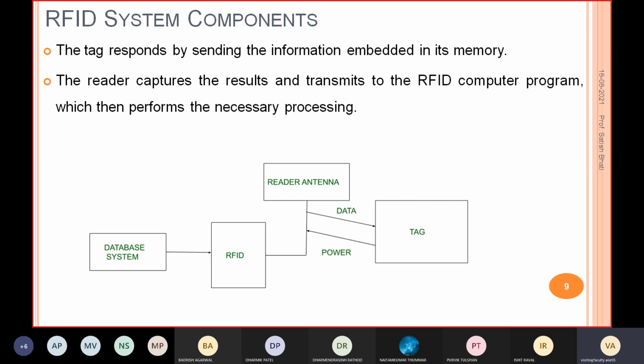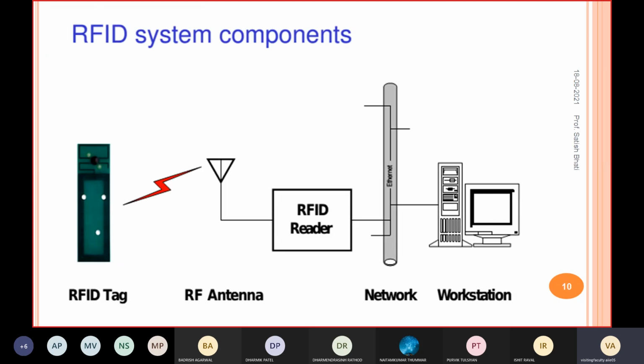And once your reader gets the data from the tag, it will pass that data to the RFID system or RFID computer program, and the program may store that data in the database, it may do some analysis, or it may monitor the data, right?